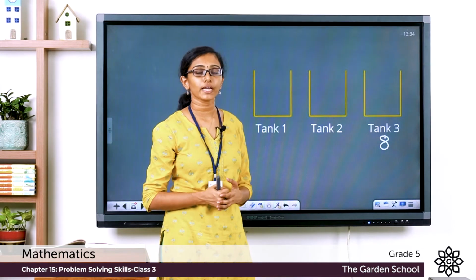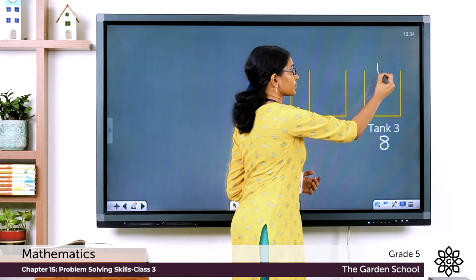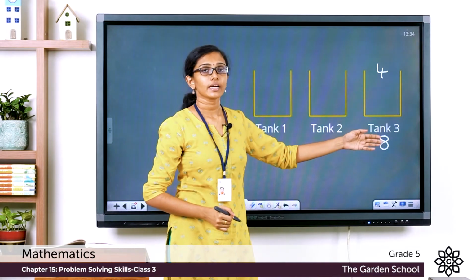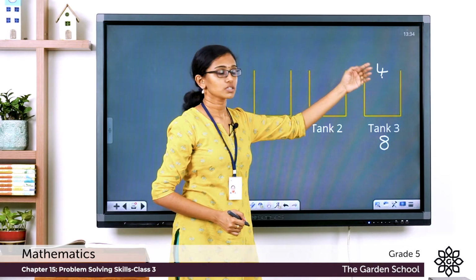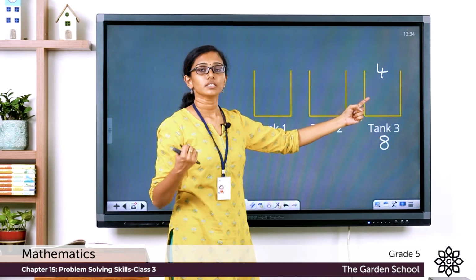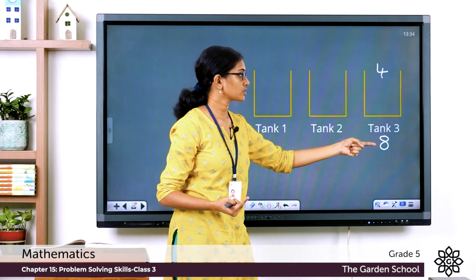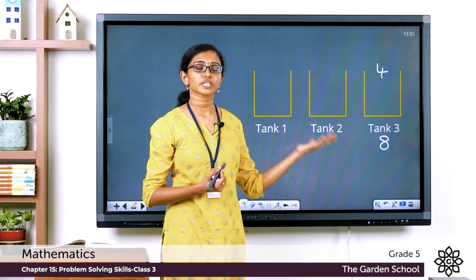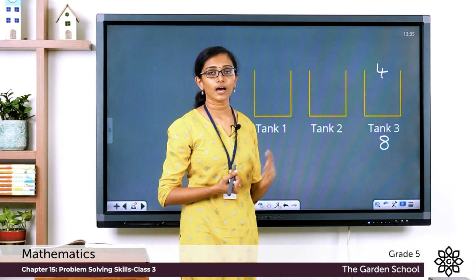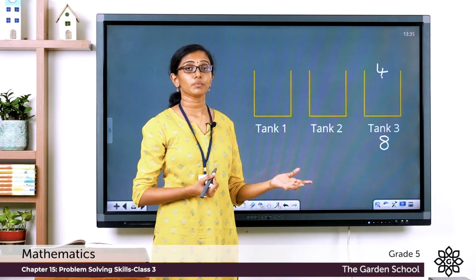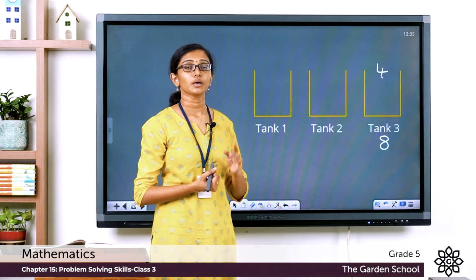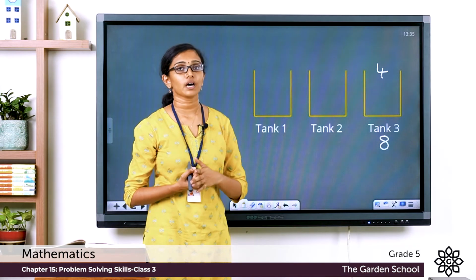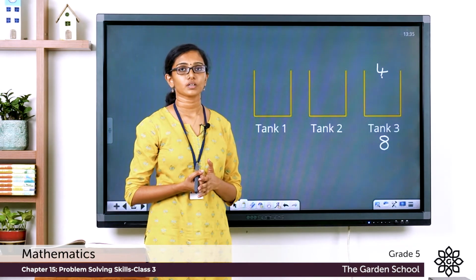So what is half of 8? We know it is 4. So she came to the third tank with 4 flowers. She took a dip and the number of flowers got doubled to become 8. So when she came to the third tank, she had 4 flowers with her, which is the number of flowers she was left with when she gave away 8 flowers from her hand.